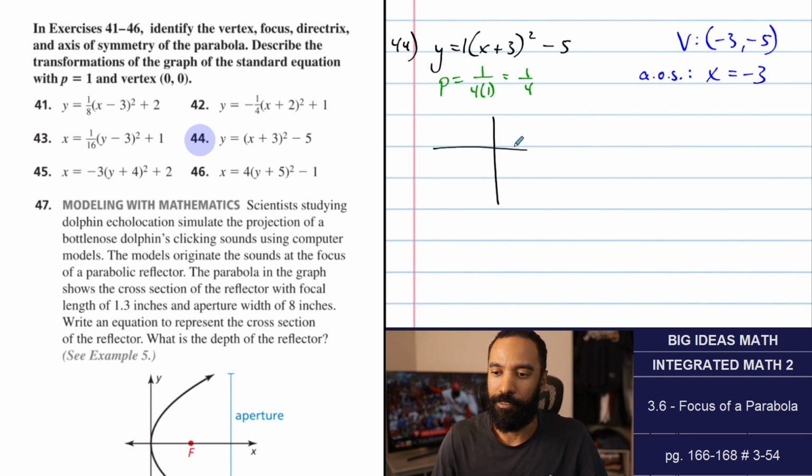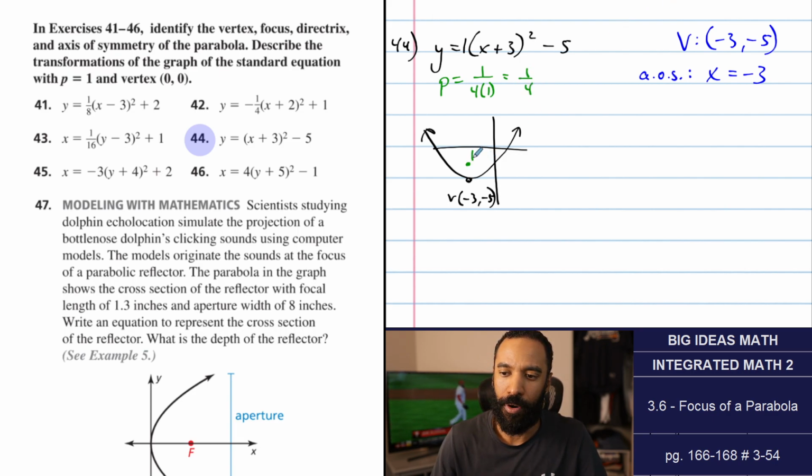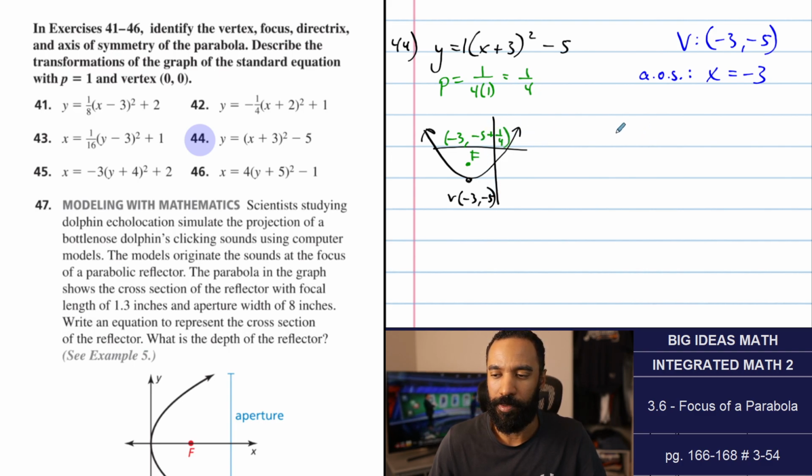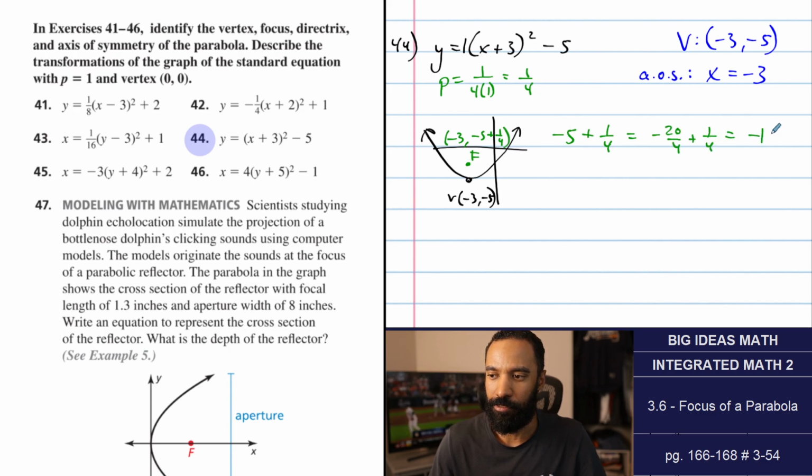So negative 3, negative 5 is your vertex here. Vertex at negative 3, negative 5. This graph goes upward, because it's a y equals positive x squared like this. Now your 1/4, your focus is going to be 1/4 up from negative 5. So it's at negative 3, comma, and then we have to do negative 5 plus 1/4. So here's where I'm going to do some work. Negative 5 plus 1/4 is negative 20/4 plus 1/4, which is negative 19/4. This is one version of that answer.